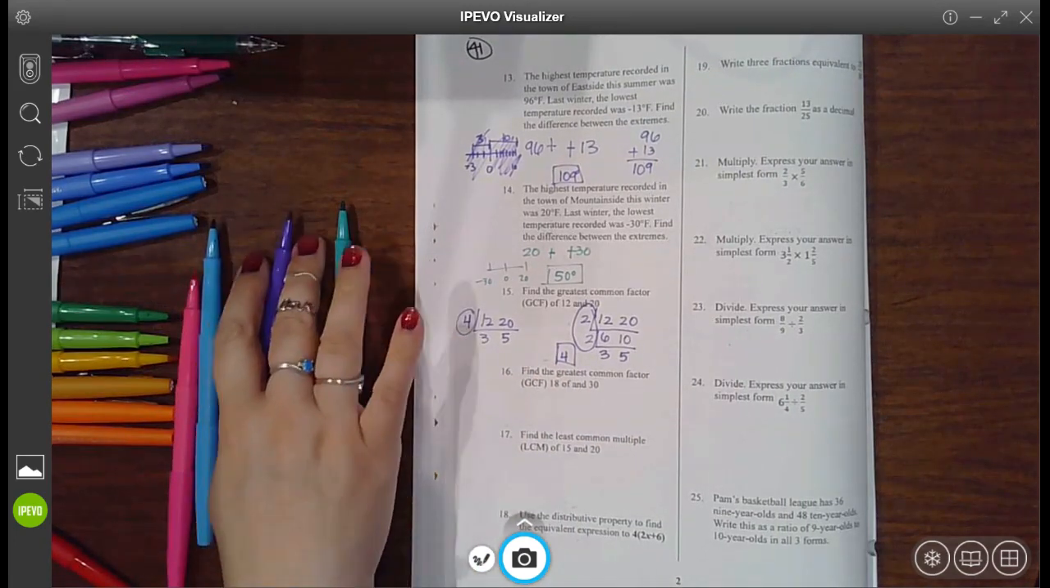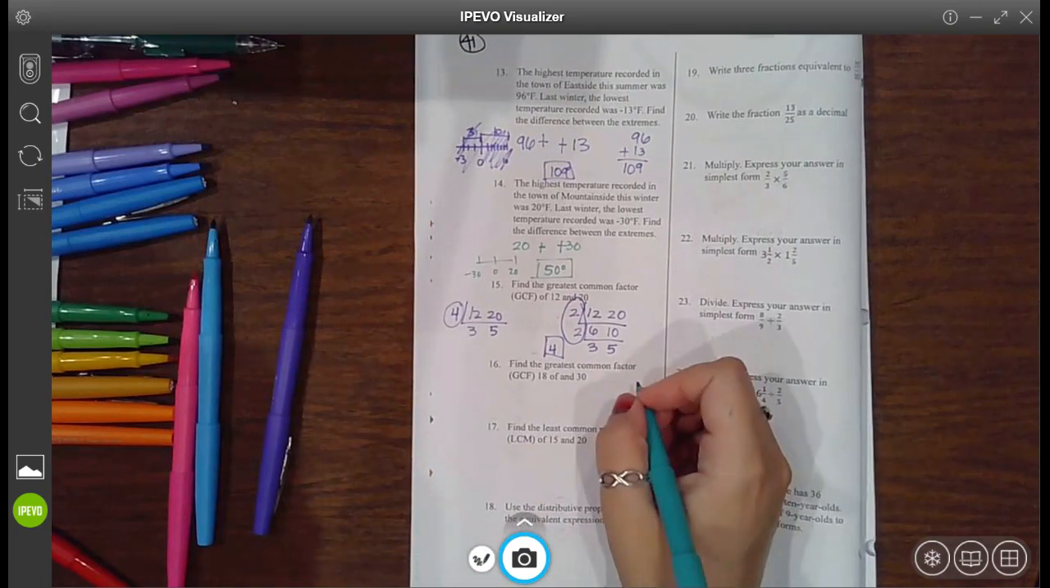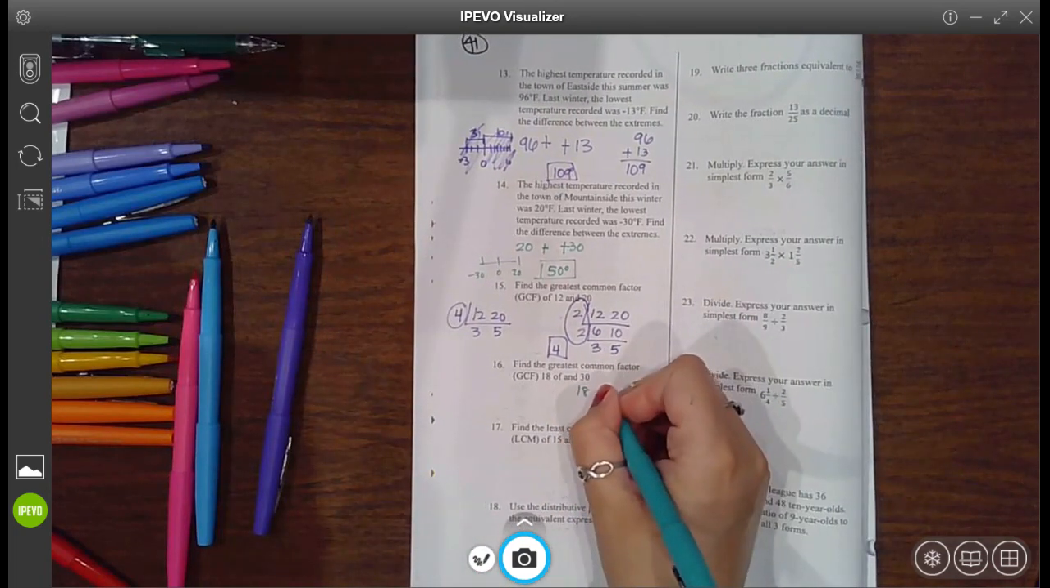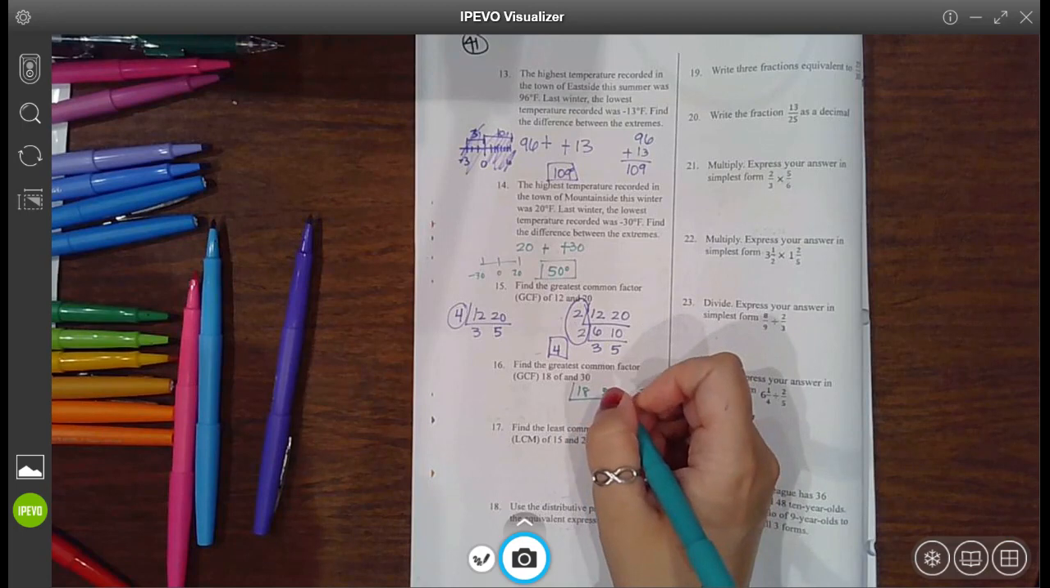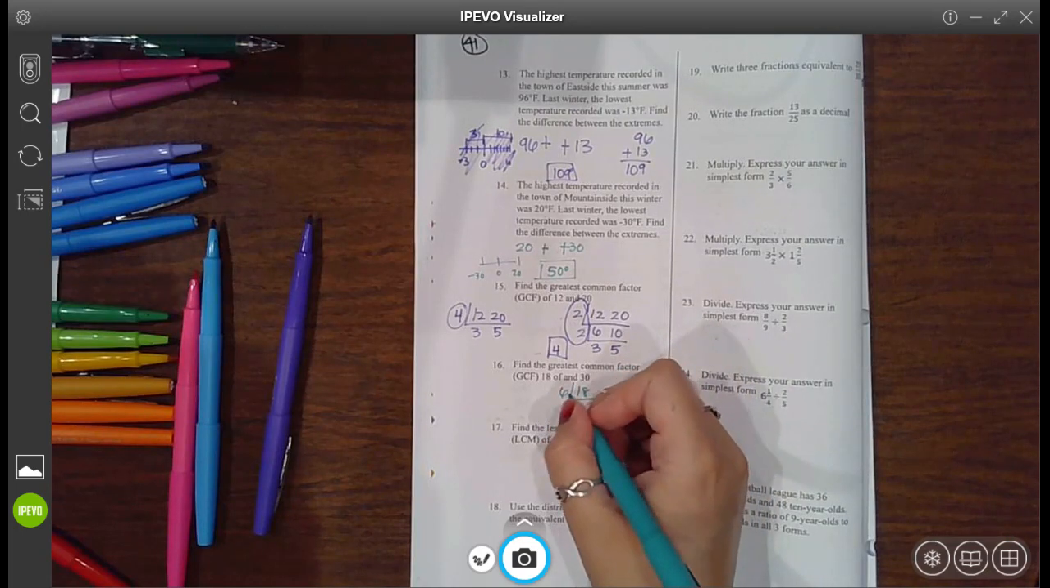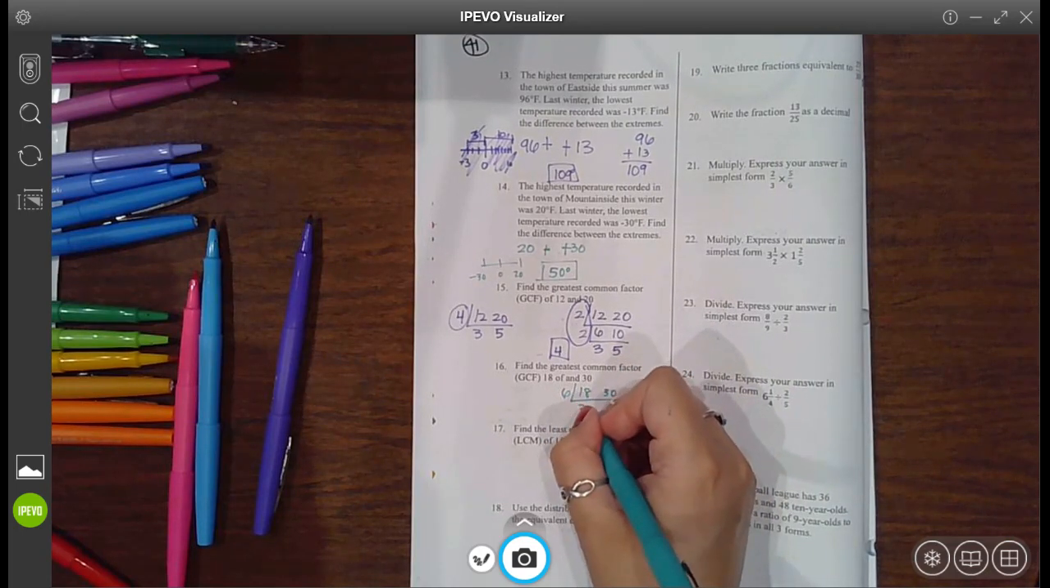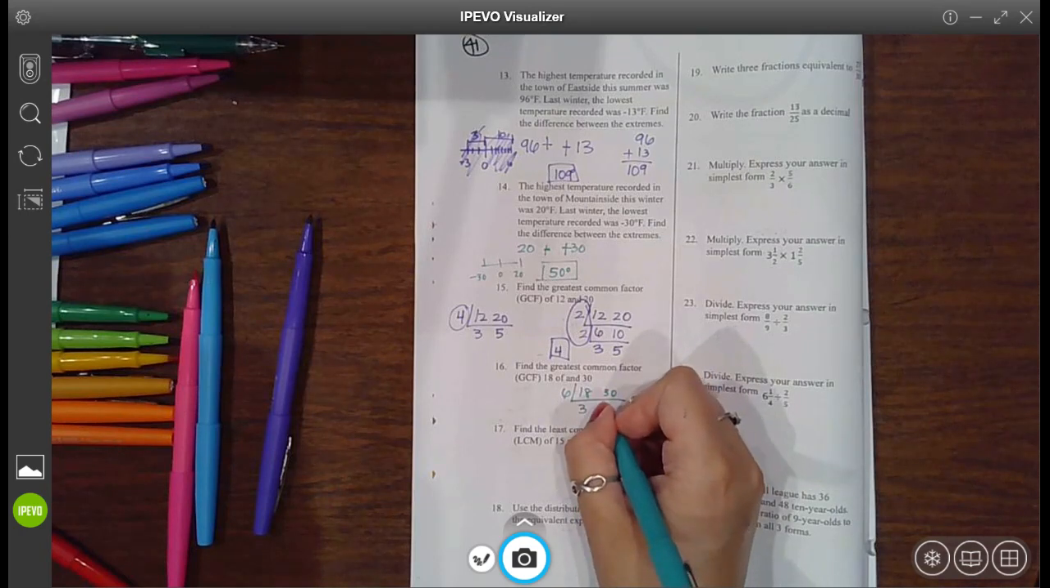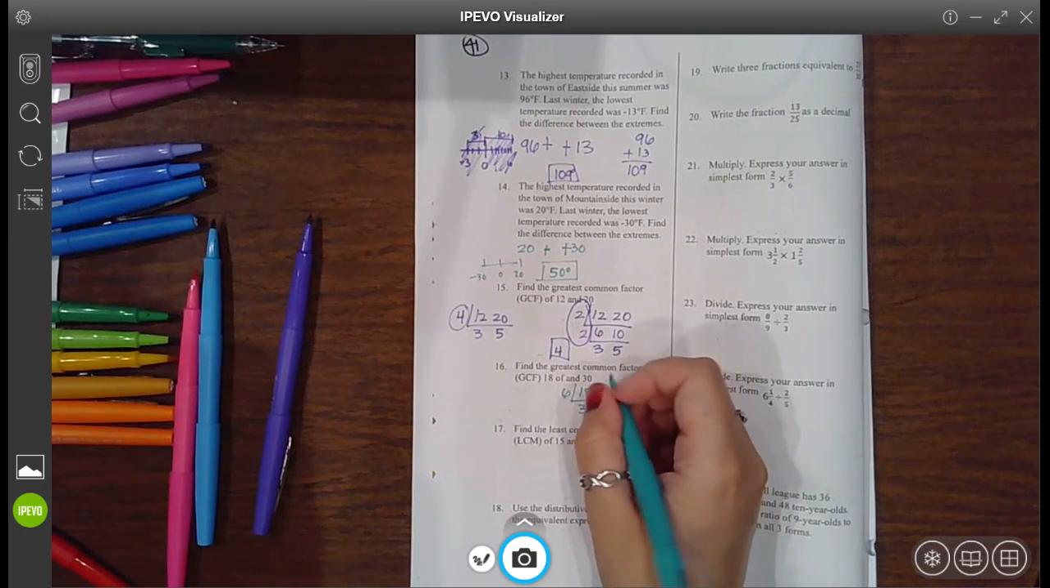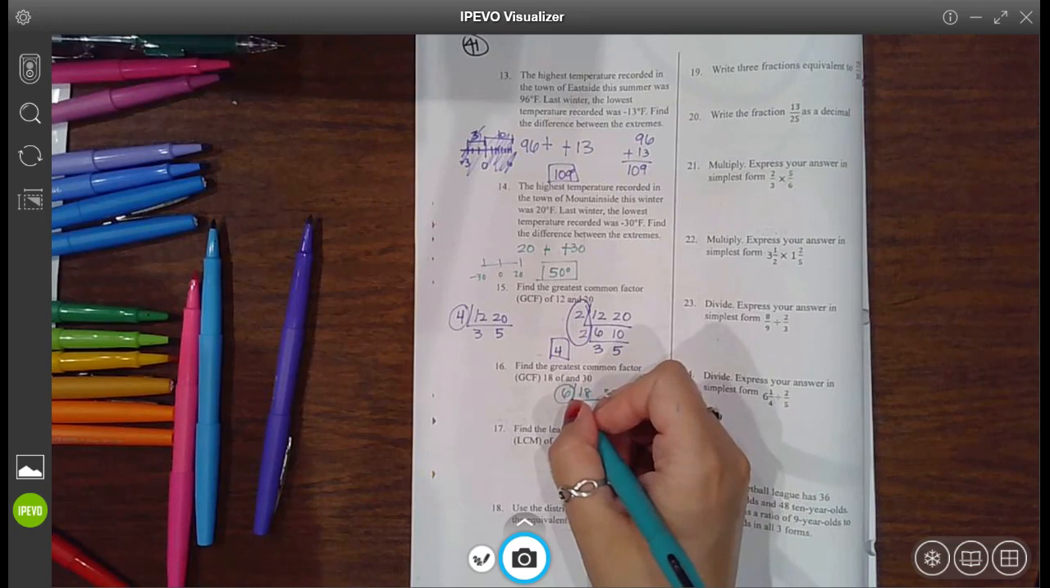Okay, let's try another one. The GCF of 18 and 30. What can go into both? 6 can. 6 times what is 18? 3. 6 times what is 30? 5. Can anything go into those? No. So 6 is my GCF.